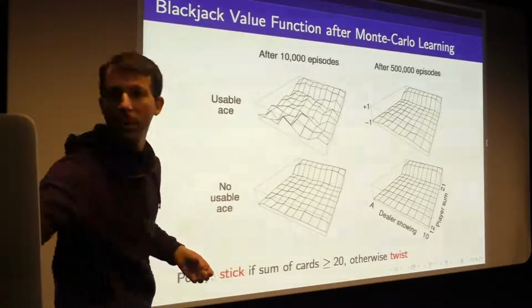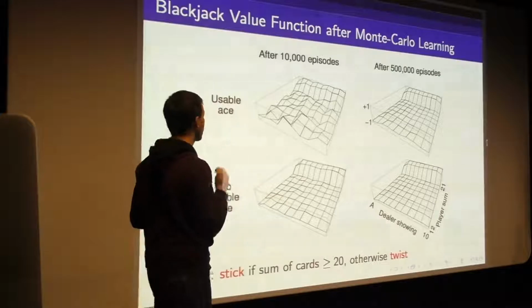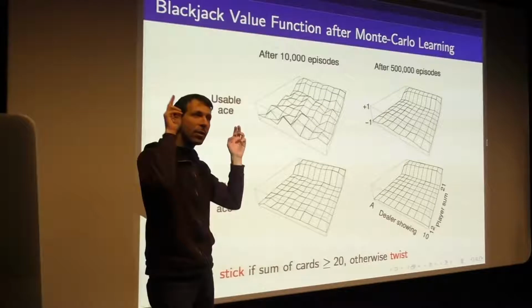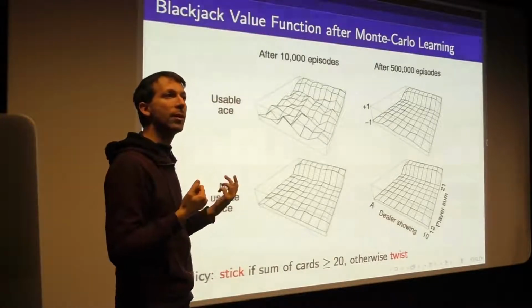We're going to consider, oh sorry, I forgot to mention one more state variable. So we have 3 state variables. The third state variable is whether we have an ace in our hand which is usable. That means it can either take the value of 1 or 11.